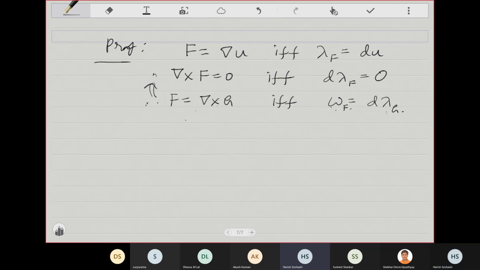And the divergence of F is 0 if and only if d omega F is equal to 0.